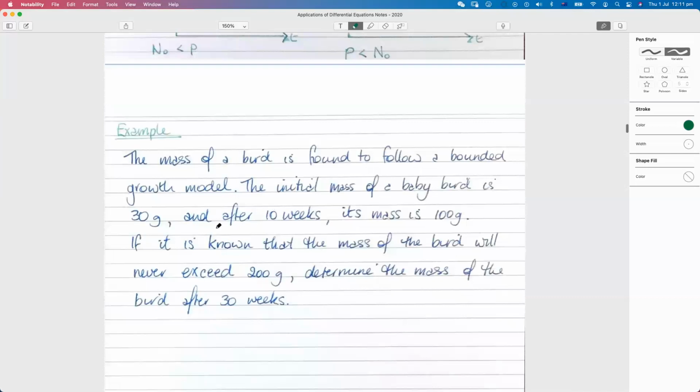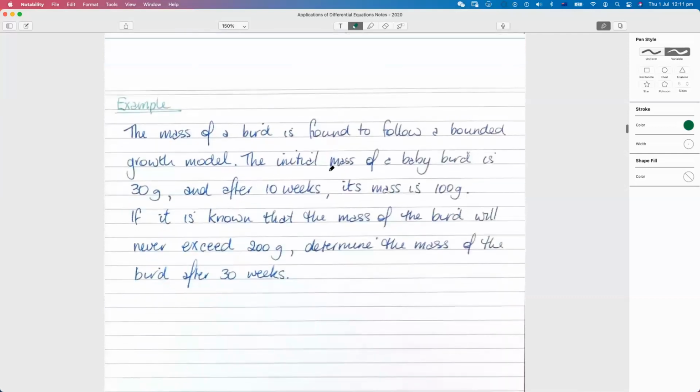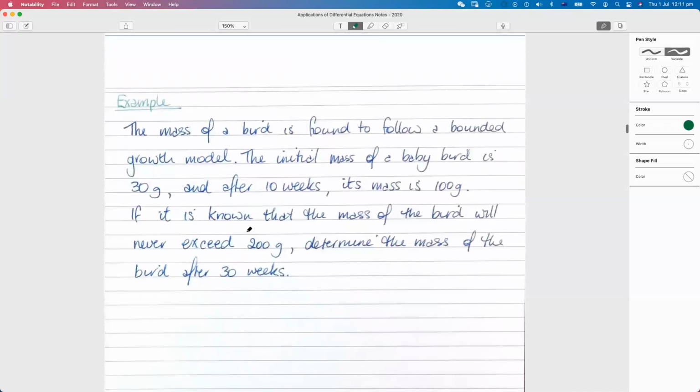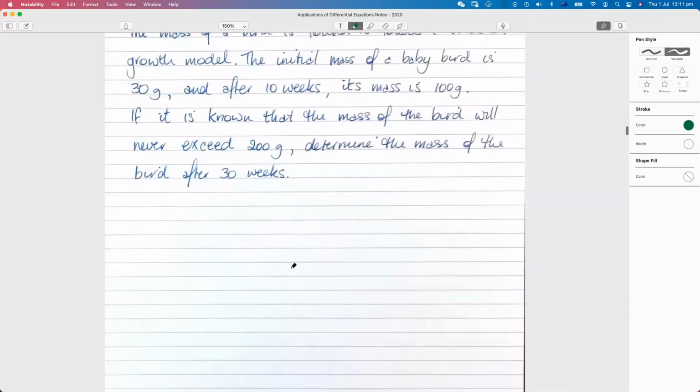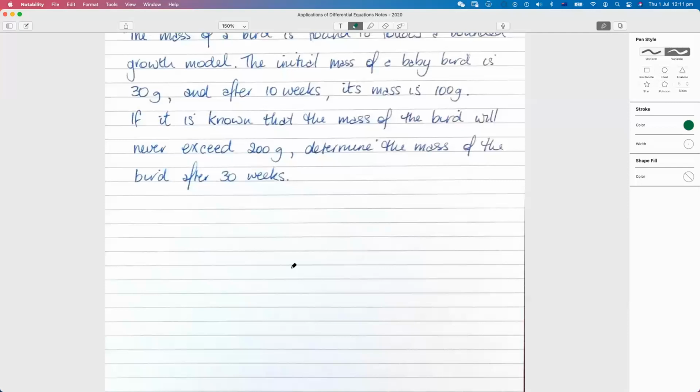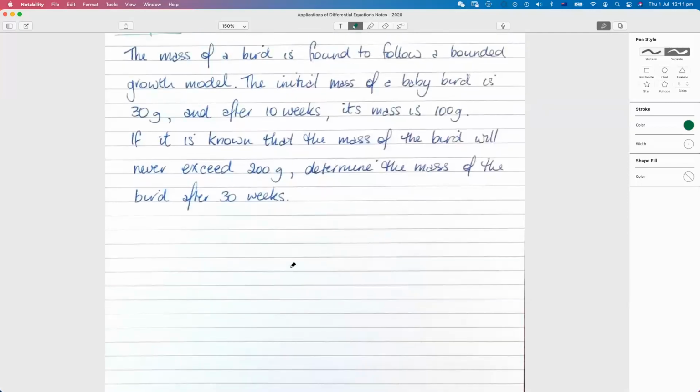Here's an example. The mass of a bird is found to follow a bounded growth model. The initial mass of a baby bird is 30 grams, and after 10 weeks, its mass is 100 grams. If it is known that the mass of the bird will never exceed 200 grams, determine the mass of the bird after 30 weeks.